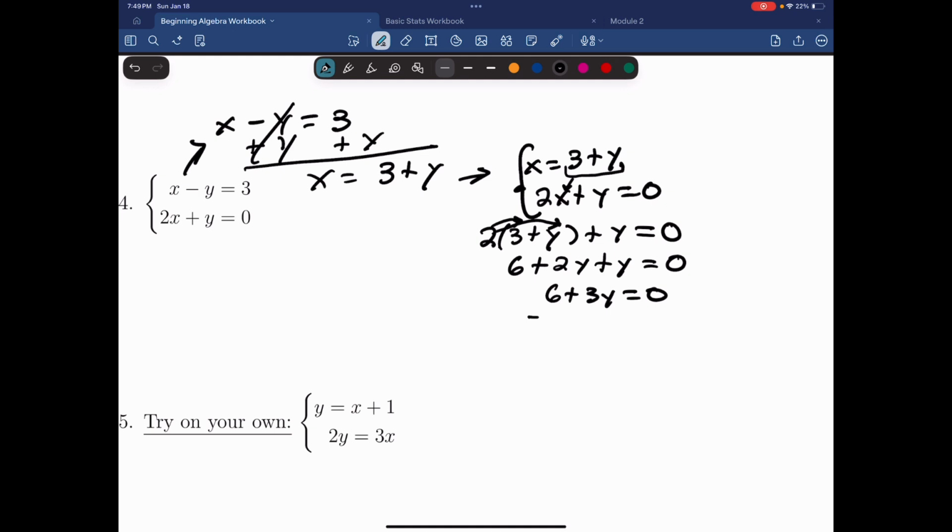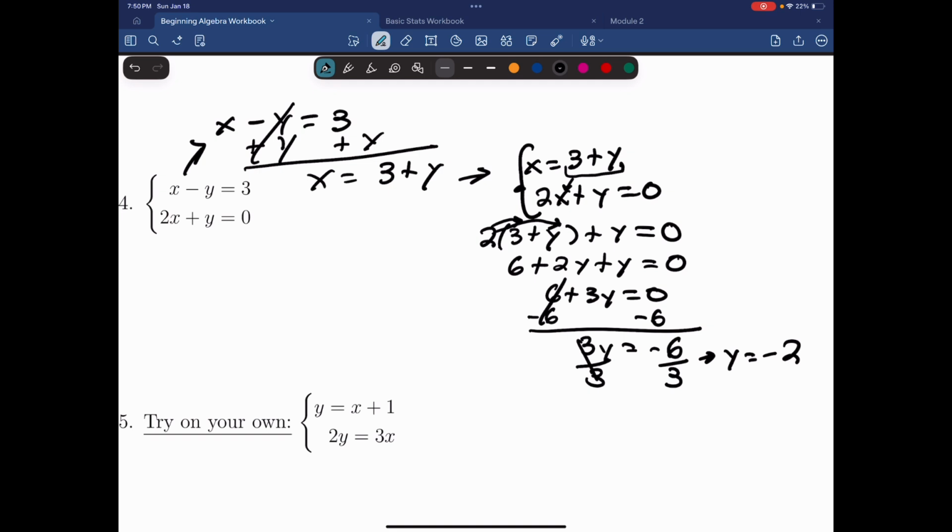And to solve for y, I'm going to start off by subtracting 6 on both sides. We get 3y equals negative 6. And our last step to solve for y, I'm going to divide by 3 on both sides. And we get y equals negative 6 divided by 3, which is negative 2.